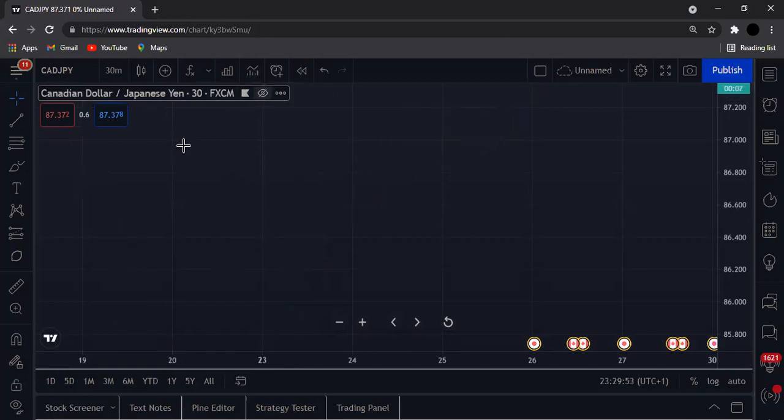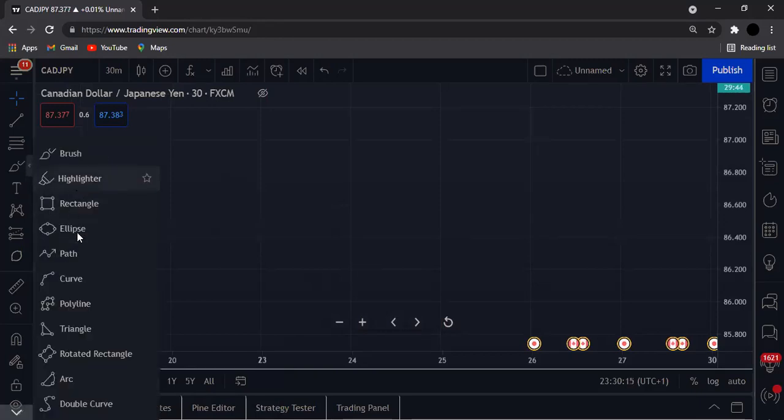The last class I told you support serves like a floor, while resistance serves like a roof. Support is like a floor, while resistance serves as a roof. Okay, this is what I mean.